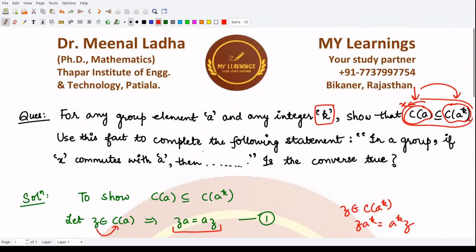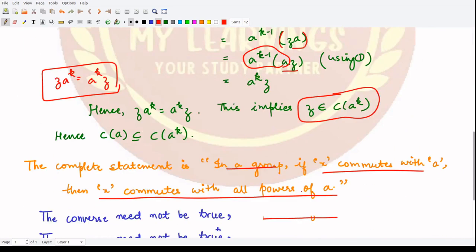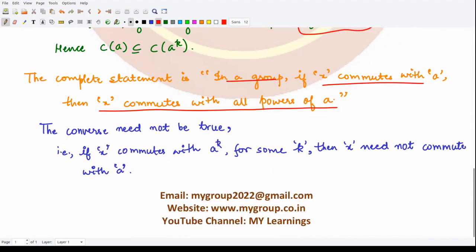And the third question asks you, is the converse true in this particular case? So let's check it. We want to show that if x is in the centralizer of A raised to power some k, where k is some integer, is it also present in the centralizer of A? The answer is no, this is not there. The converse is not true. That means if x commutes with any power of A, then it is not necessarily true that x would also commute with A, right?